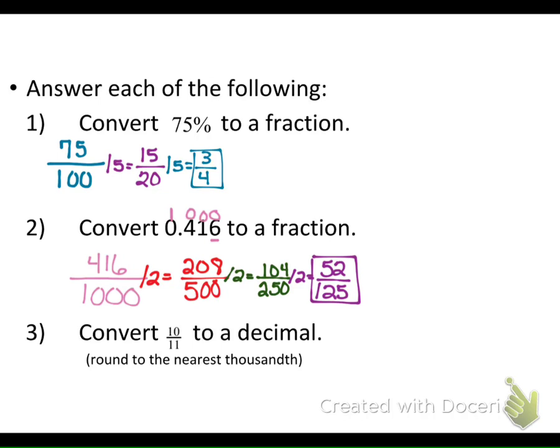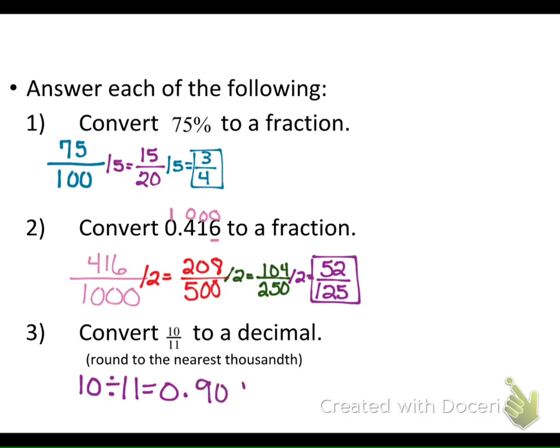Okay. Number 3, what kind of number do I have right here? A fraction. And I'm going to convert that to a decimal. Now, my directions say round it to the nearest thousandth. So I'm going to change this fraction to a decimal, and then I'm going to round it to the nearest thousandth. How do I change a fraction to a decimal? So I'm going to take my numerator and divide it by my denominator. What do I get?